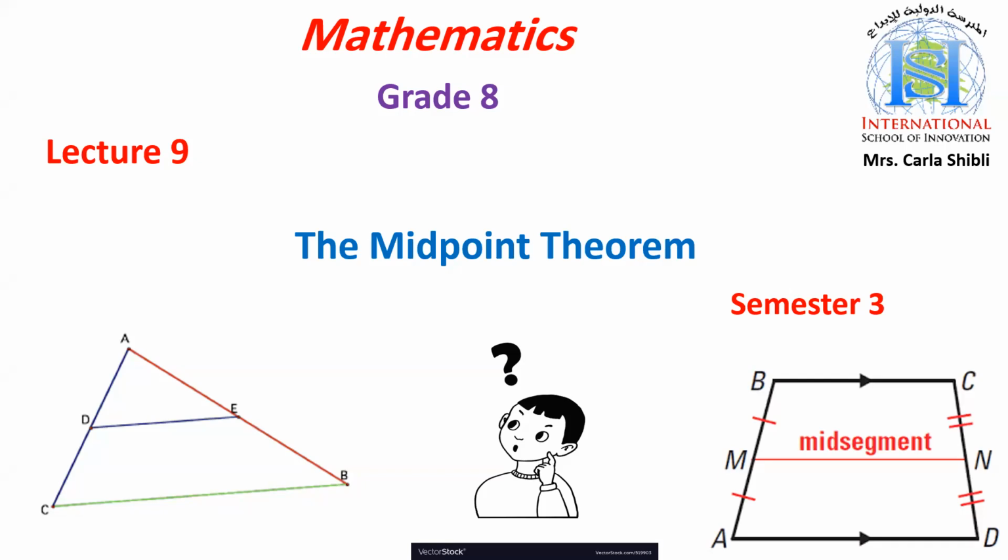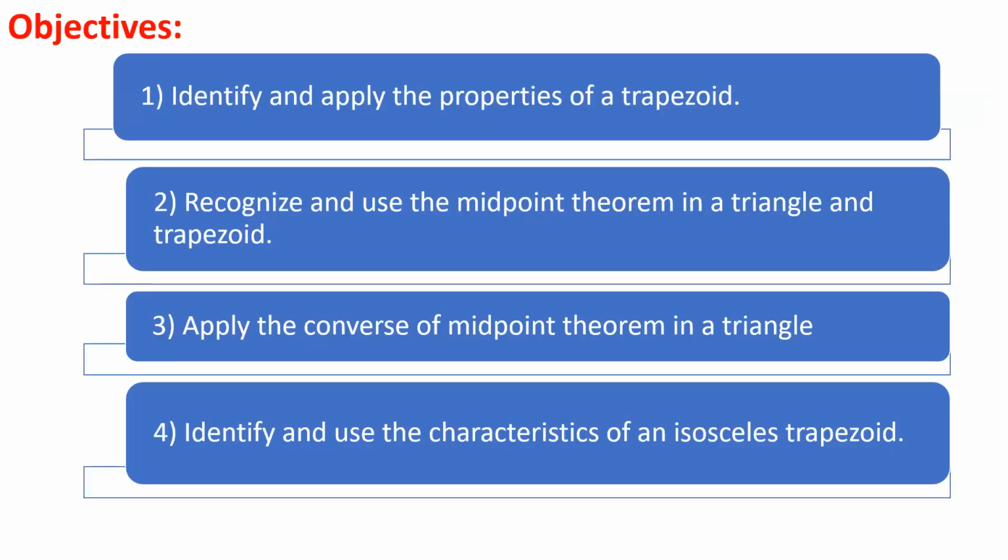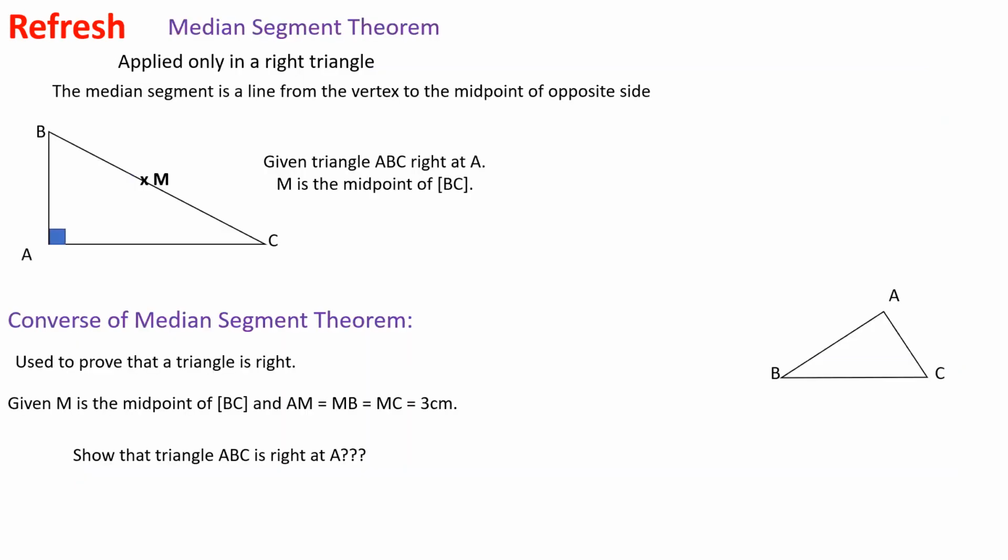So let me start. Objectives of this lesson. Before I start talking about the midpoint theorem, number one, we will identify and apply the properties of a trapezoid, which is a quadrilateral. Number two, recognize and use the midpoint theorem in a triangle and a trapezoid. Number three, apply the converse of the midpoint theorem in a triangle. The converse means the opposite of the midpoint theorem. Number four, identify and use the characteristics of an isosceles trapezoid.